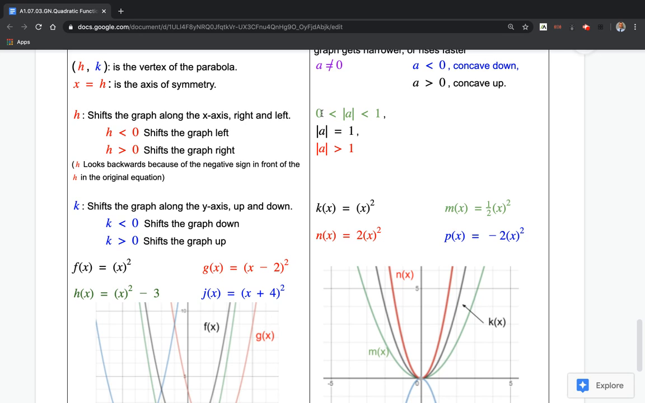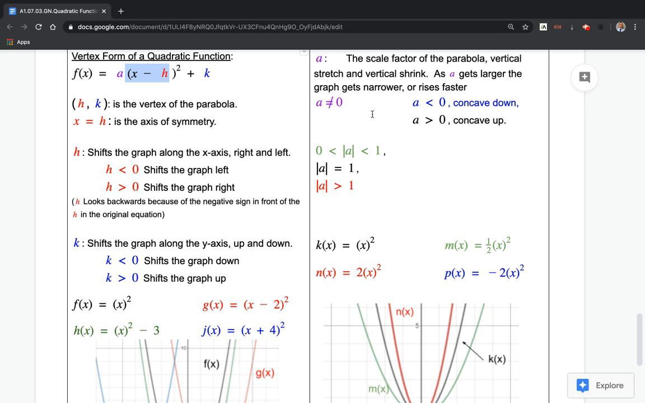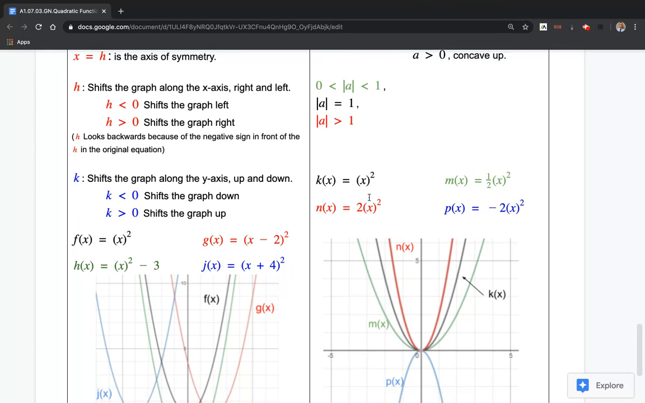So here we have, if the absolute value of a is between 0 and 1, it's going to be a vertical shrink, so it's going to get wider. If the absolute value of a is equal to 1, it's going to just be the same as the parent function. And if the a value is greater than 1, it's going to be a vertical stretch.